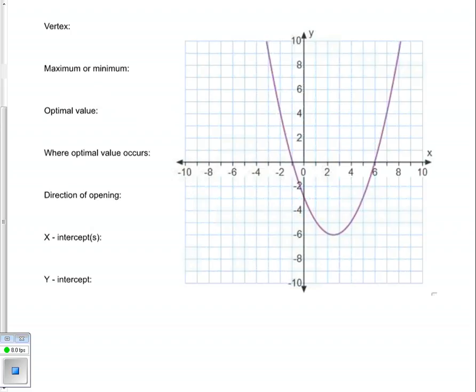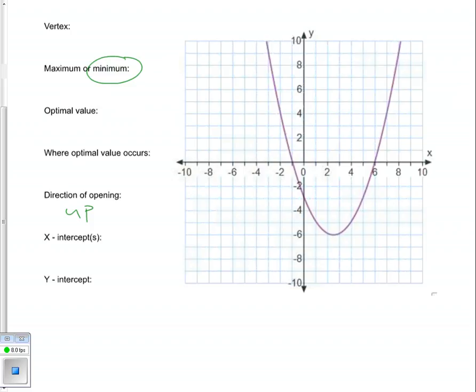The first thing that we can do is determine the direction of opening. Just by looking at this particular parabola, we see that it has an upward facing U, so the direction of opening is quite simply up. That has a very important impact on us because the direction of opening also tells us whether this parabola has a maximum value or a minimum value. Because it is opening up, it has a lowest point, so this particular parabola has a minimum value, and that minimum value always occurs at the vertex.